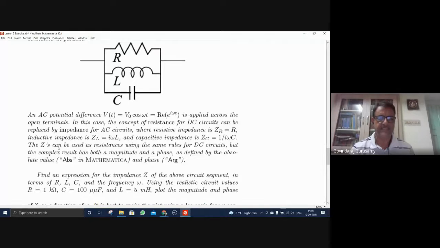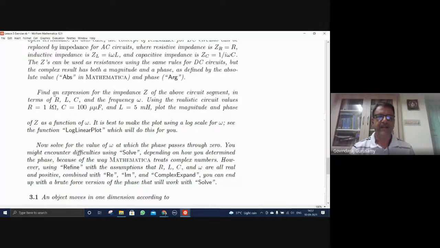Okay, the Zs can be used as a resistance using the same rule as DC circuits, but the complex itself has both a magnitude and a phase as defined by the absolute value, ABS in Mathematica, and the phase argument, ARG. Okay. Find an expression for the impedance Z of the above circuit segment in terms of R, L, and C, and the frequency omega.